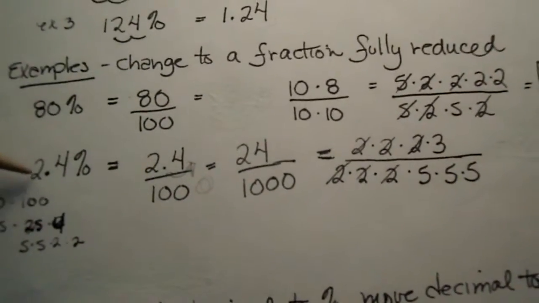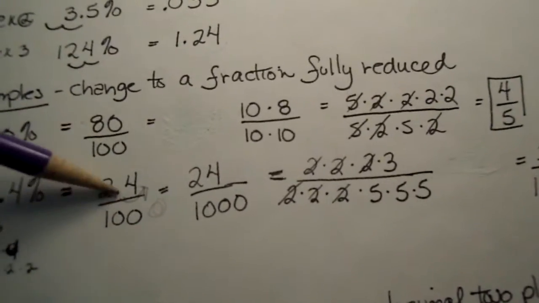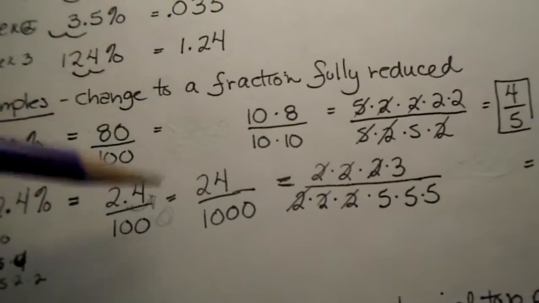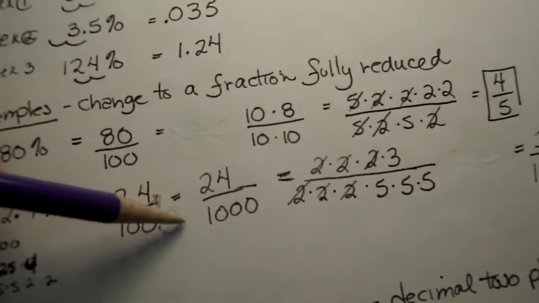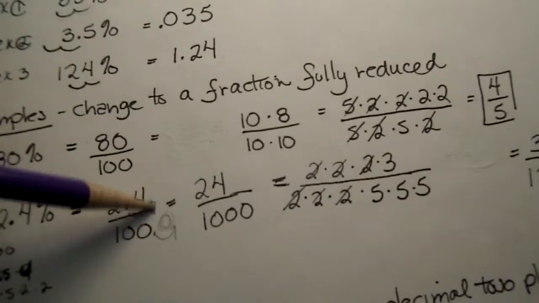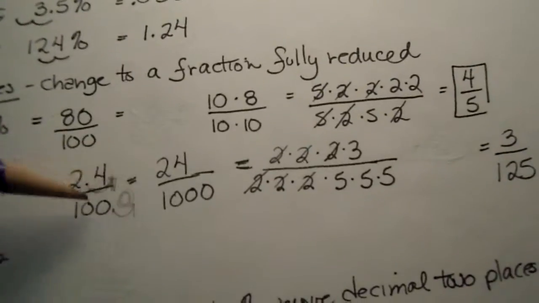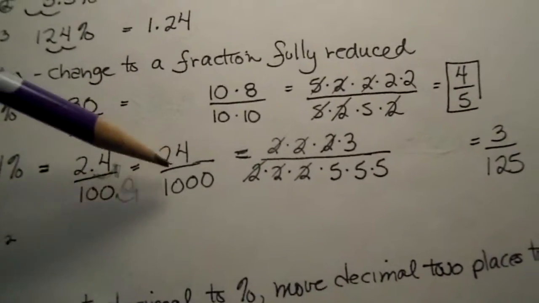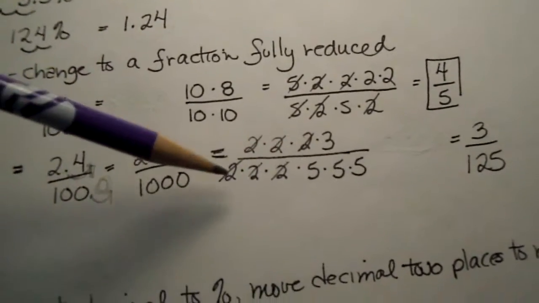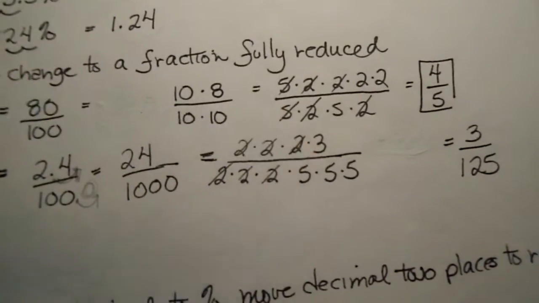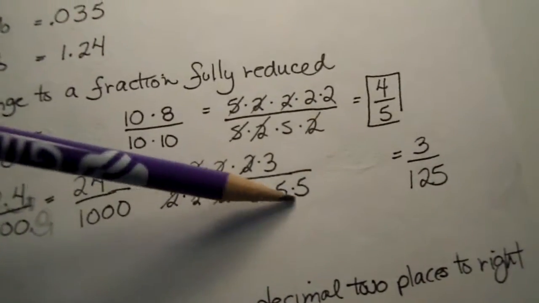Here's another example, 2.4%. That's the same as 2.4 over 100. Well, if I don't want to have that decimal right there, I can move that decimal spot over 1. But if I move the top 1, I need to move the bottom over 1 also. So my 2.4 can become 24, but then my 100 needs to become 1,000. These are equivalent fractions. So now I'm going to break this down into its product of primes, and 24 is 2 times 2 times 2 times 3, and 1,000 is 2 times 2 times 2 times 5 times 5 times 5. Cancel out factors that are 1, and I am left with 3 over 125.